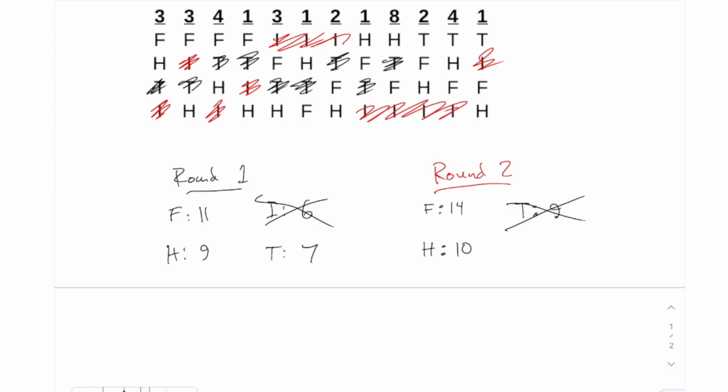just so that it's a little clearer as we go one round to the next, all right? And now there's only F's and H's left, and we just count up the F's versus the H's. So this is round 3.